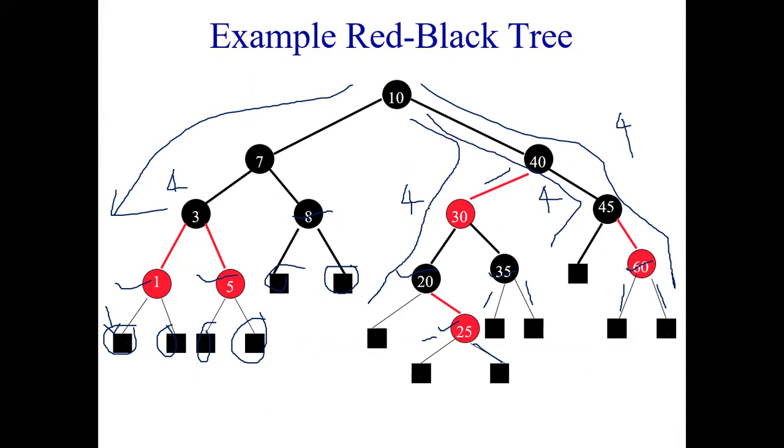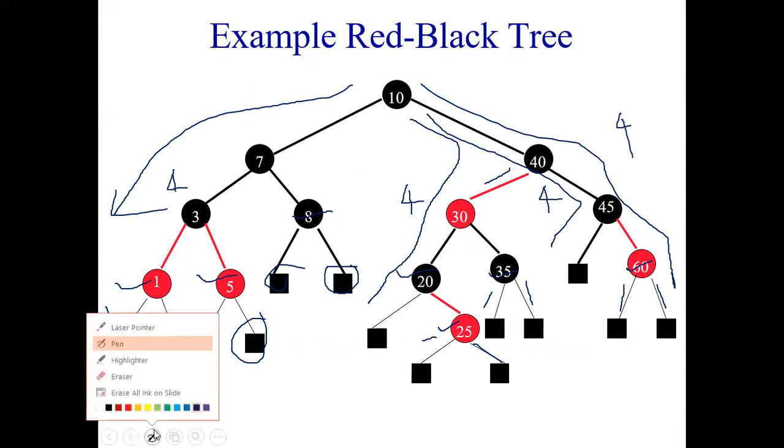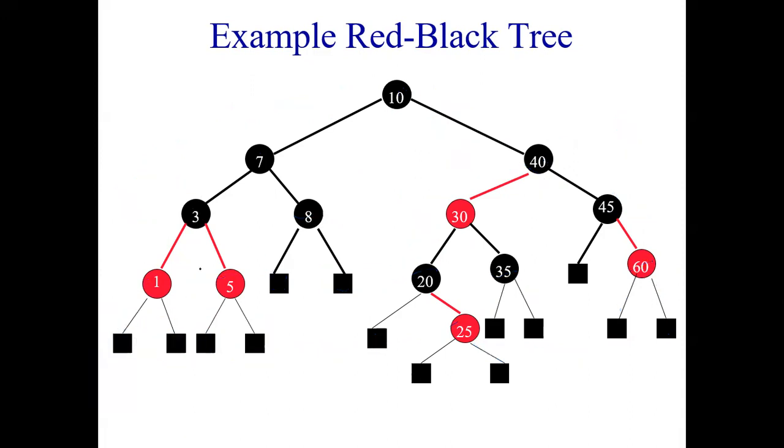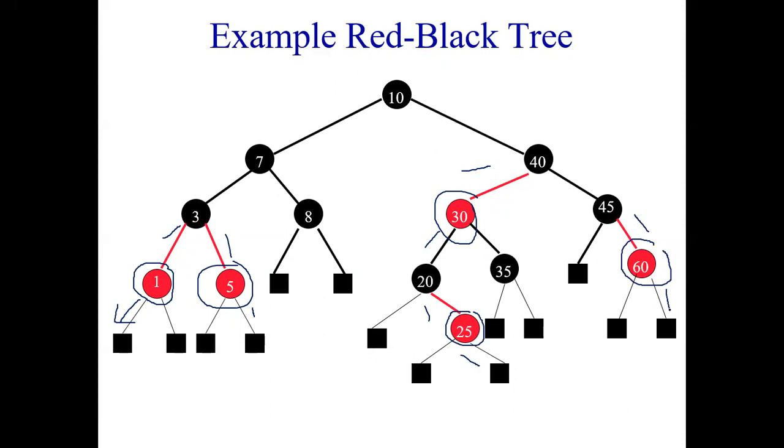So if these properties are matching, then it is a red black tree. And also there should not be consecutive red nodes. You can see this is red, its parent is not red, its child is also not red. This is red, its parent is not red, its child is not red. This is red, its parent is not red, its child is not red. This is red, its parent is not red, its child is not red. This is red, its parent is not red, its child is also not red.